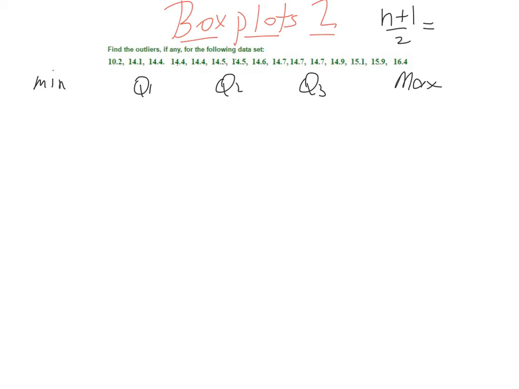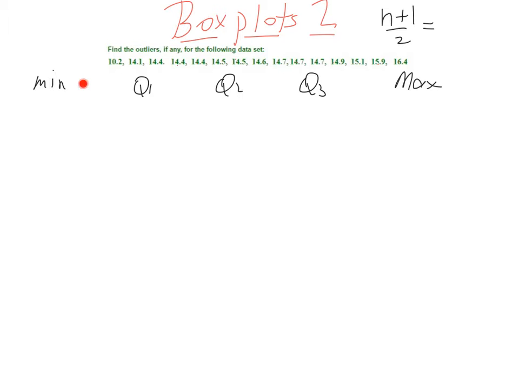Okay, what we're looking at here is a set of data, and we're going to draw another type of box plot, but we're going to see if there are any outliers, and we're going to show those a little bit differently. So we need to find our 5-number summary of minimum, Q1, Q2, Q3, and a maximum.